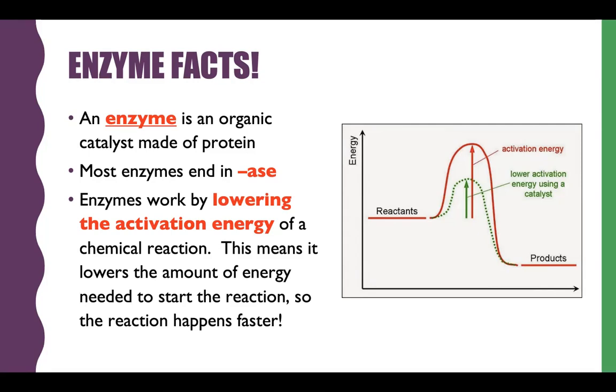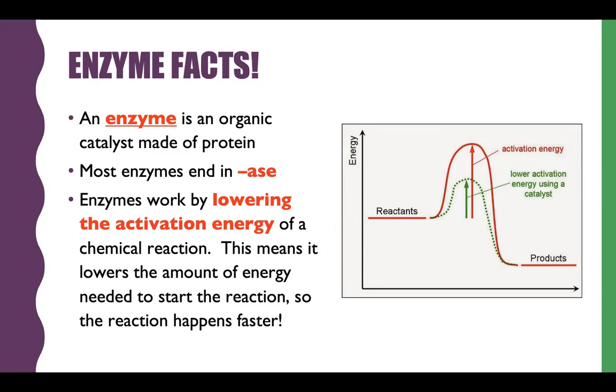Now, like she said in the video, most enzymes do end in ASE. Whereas carbohydrates end in OSE, like glucose, sucrose, fructose, cellulose. Enzymes end in ASE, and we're going to go over some examples here in a little bit.